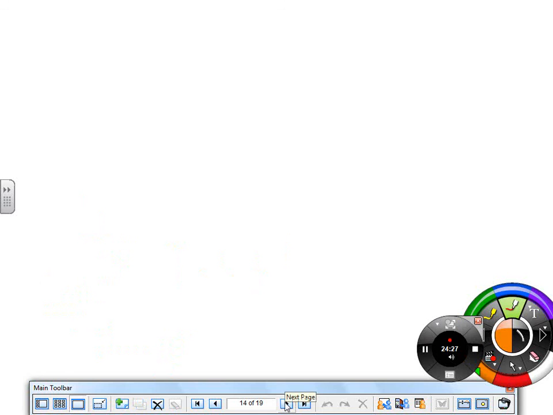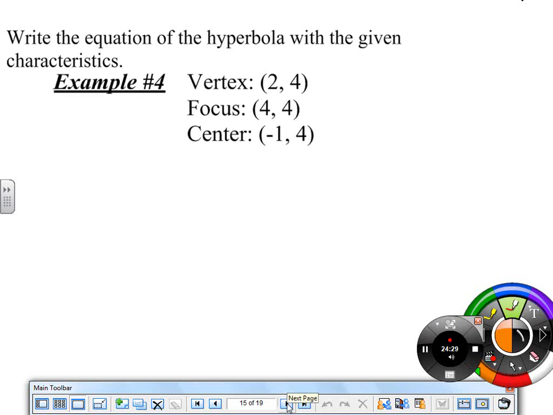For the second example on this page, where we're going to be given stuff that's not all around the origin, I can tell. So we have a vertex at 2, 4. I have a focus at 4, 4. And a center at negative 1, 4.